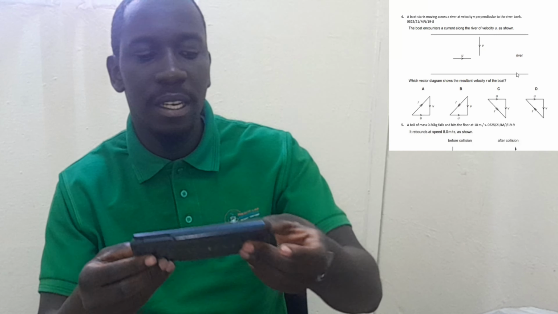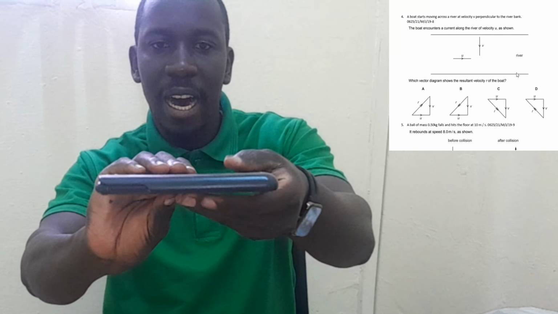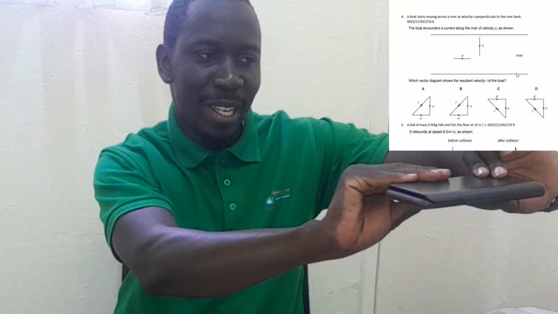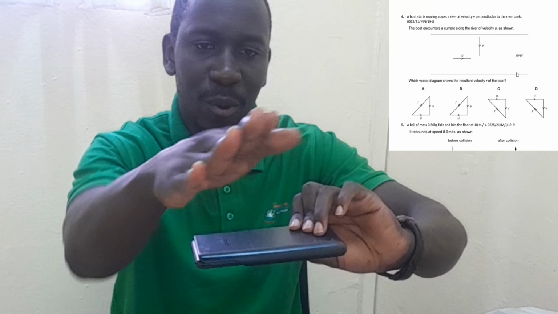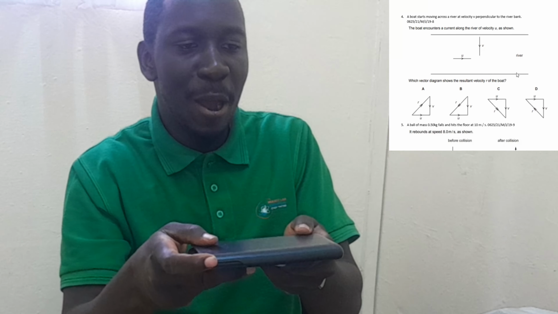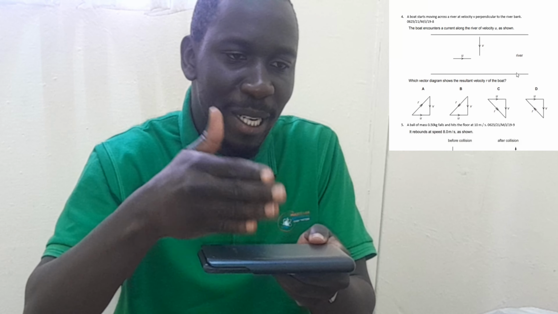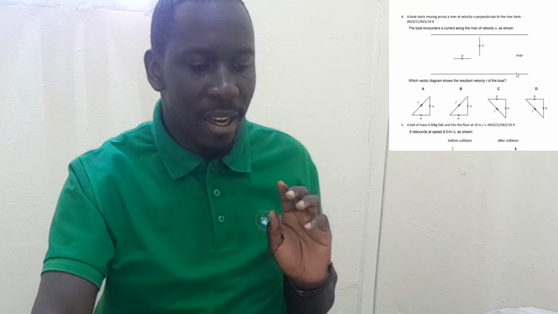If this is the object here, there's a force that is pushing it this way, and there's another force that is pulling it this way. You know what is happening? Most probably this particular object may move in between the forces. So I want to be looking at vectors.